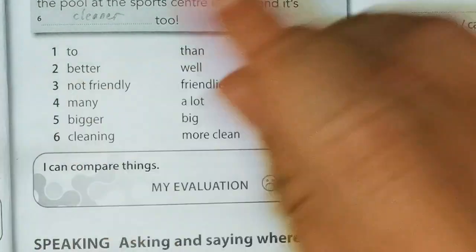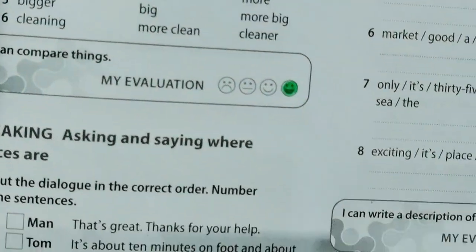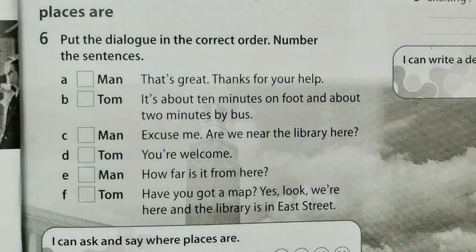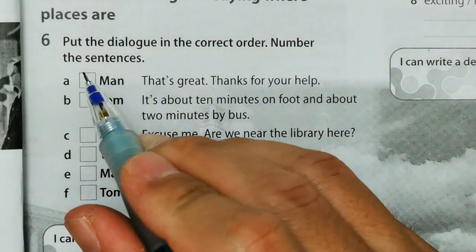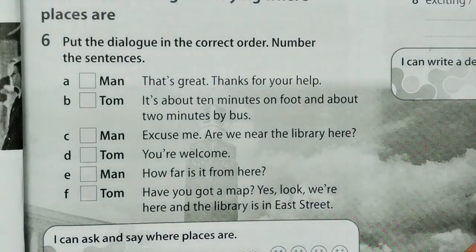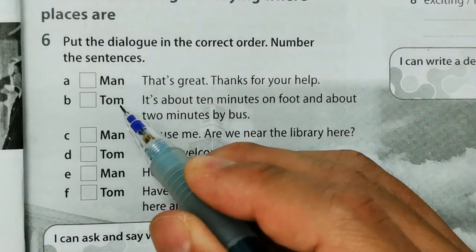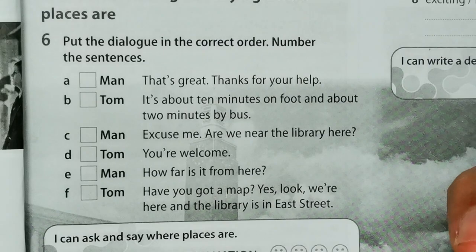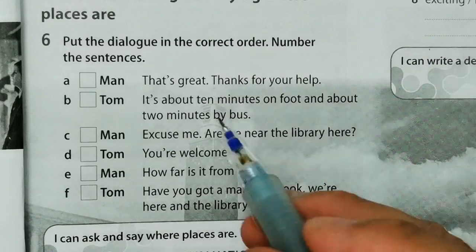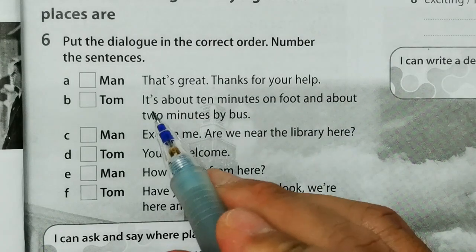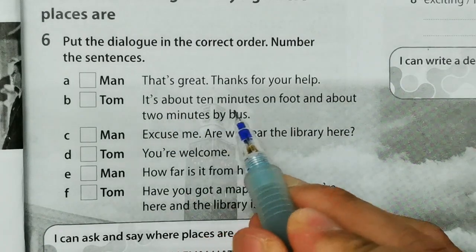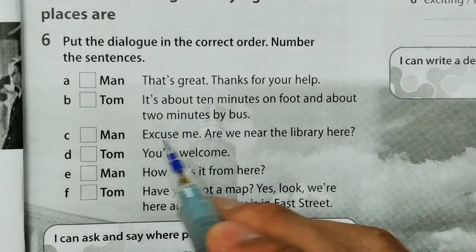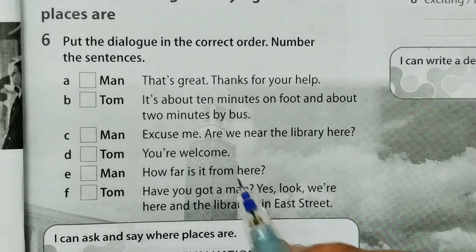Next we move on to the speaking part: asking and saying where places are. Put the dialogue in the correct order, number the sentences. We have 2 persons here. One is called Man and the other is called Tom. Basically, you will need to find the first one. So that's great, not true. It's about 10 minutes, also not true. He's explaining something. So maybe you're welcome, and no.